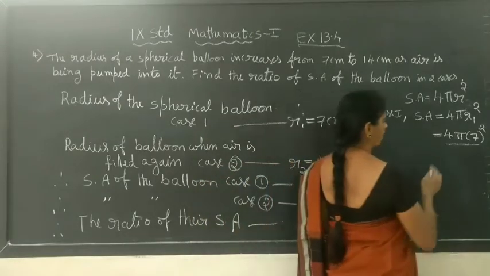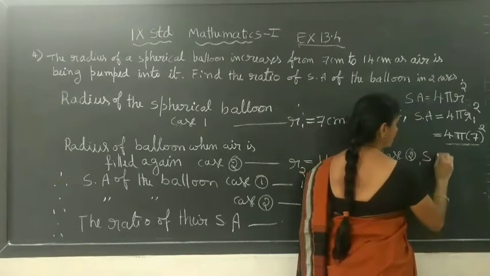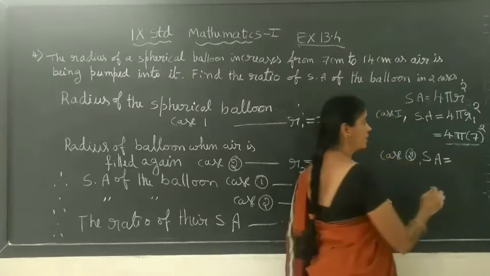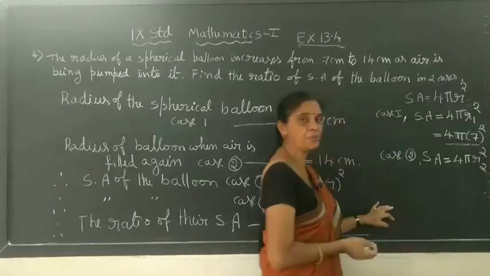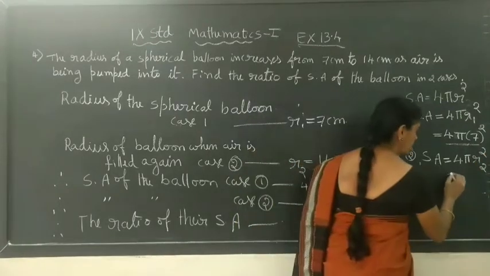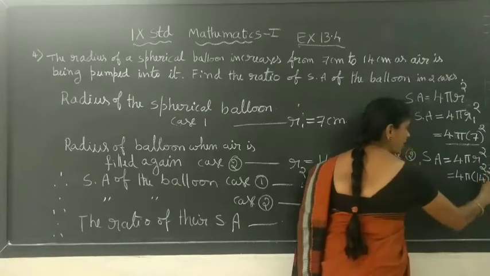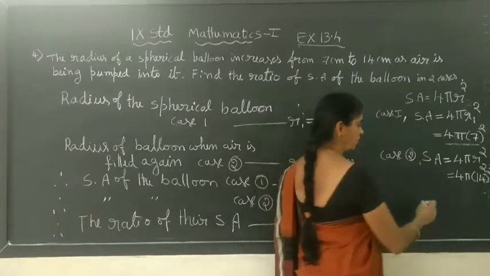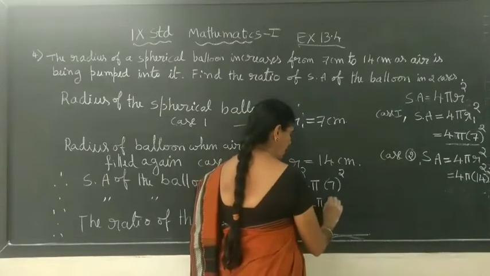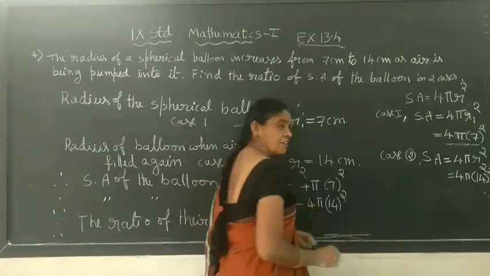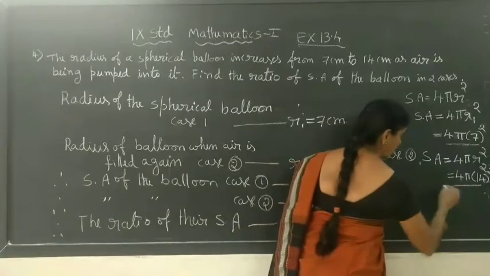And the second one, case 2. The surface area of the spherical balloon is 4 pi R2 square. R2 we know is 14, so it is equal to 4 pi 14 square. No need to simplify because we have to divide while finding the ratio. So this is the second answer, we will keep it.